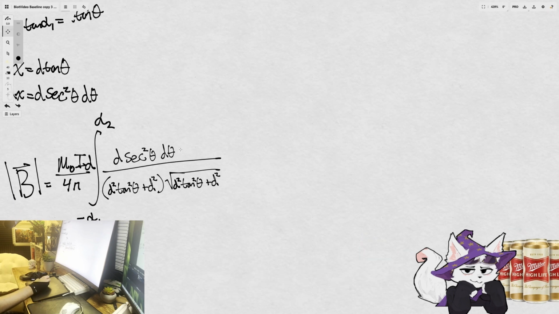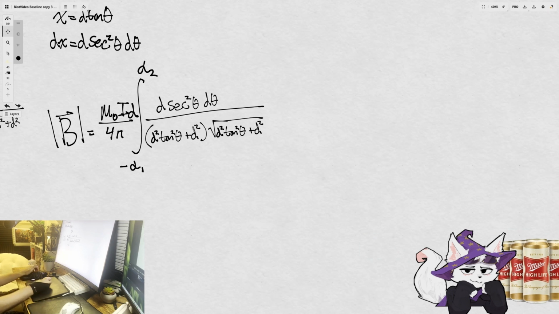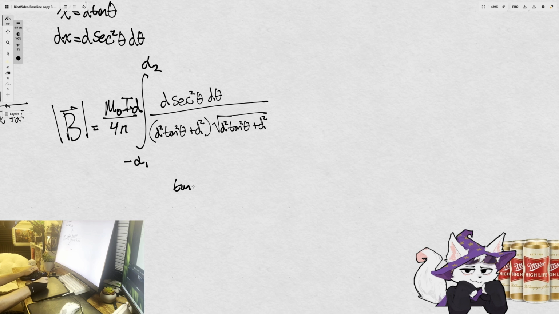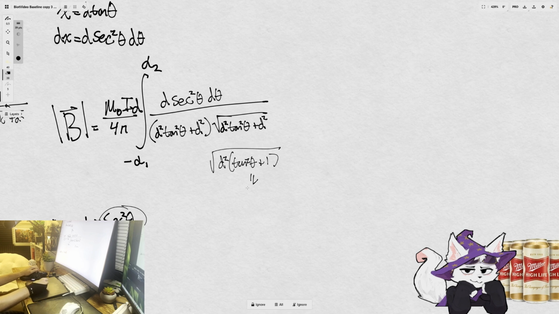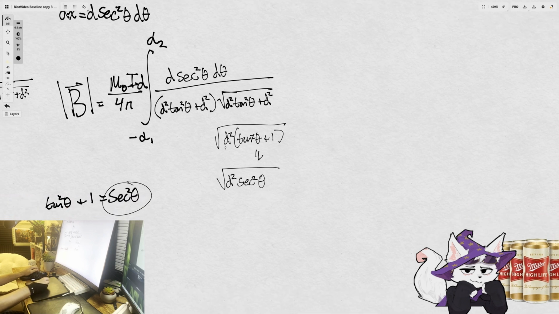Now on to our simplification. Recall the trig identity that tangent squared theta plus 1 is equal to secant squared theta. So we can factor out a d squared from inside the radical here, d squared times tangent squared theta plus 1. Now we can plug in our secant squared, so this turns into d squared secant squared theta. Now the square root of this will just be d secant theta.